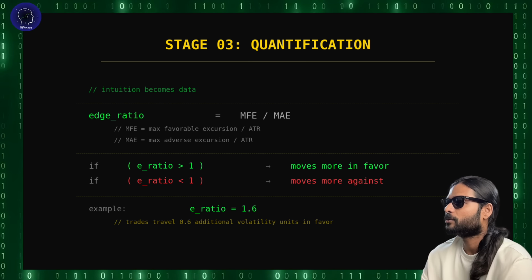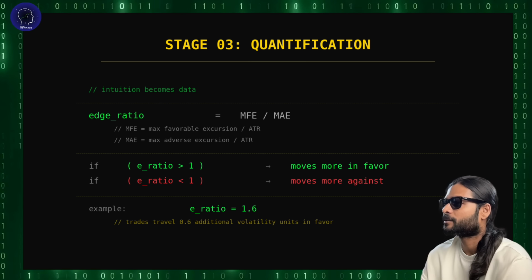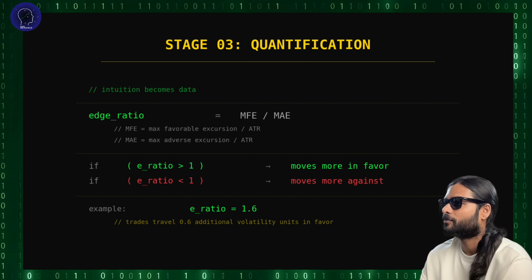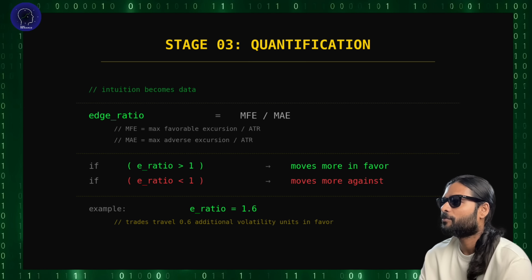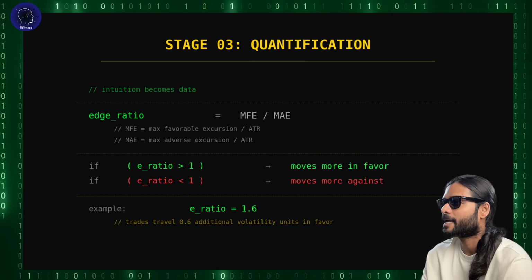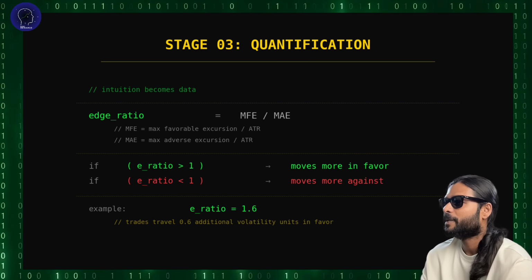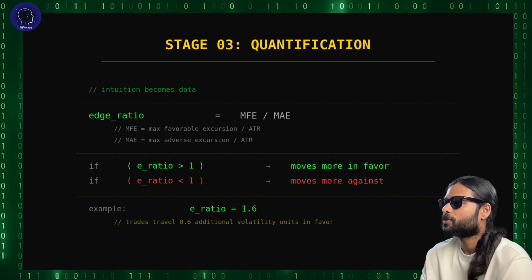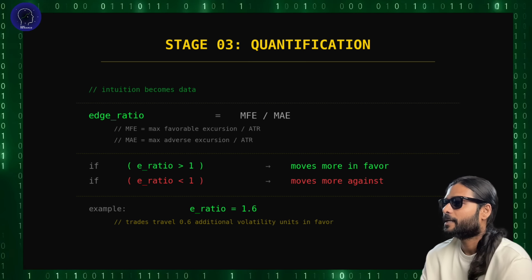The edge ratio provides one measurement: maximum favorable excursion divided by maximum adverse excursion, both normalized by average true range. An E ratio above 1 means trades move more in the intended direction than against it. An E ratio below 1 means the opposite. An E ratio of 1.6 means trades travel 0.6 additional volatility units in favor.